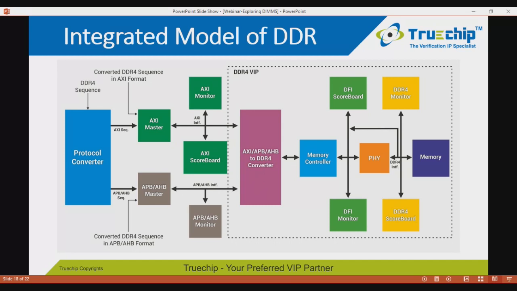In the other method, the sequence converter method, a protocol converter on the left-hand side of the diagram, shown in blue, is used, which converts the AXI, APB, and AHB bus to a Truechip internal DDR protocol format. DDR sequences are converted and the output is sent to the AXI, AHB, or APB masters, BFM.